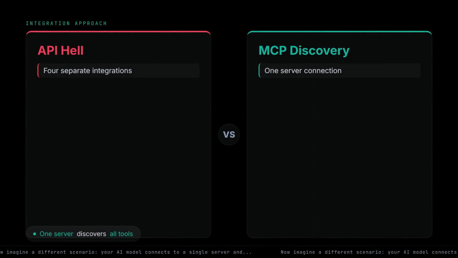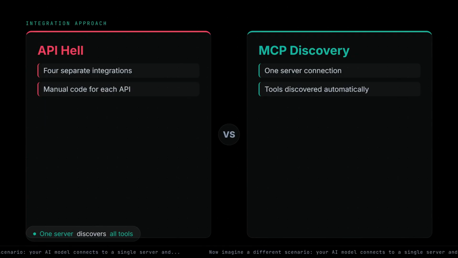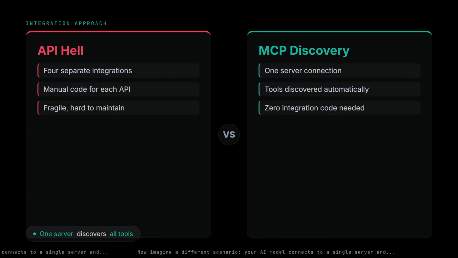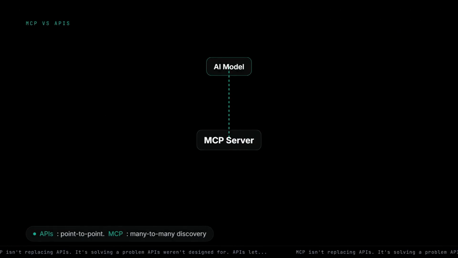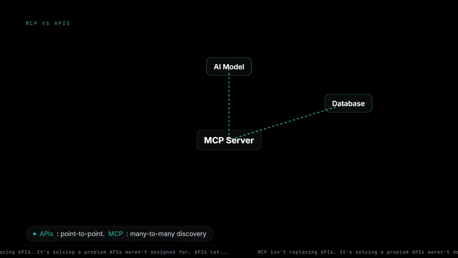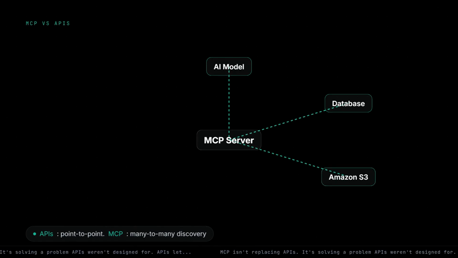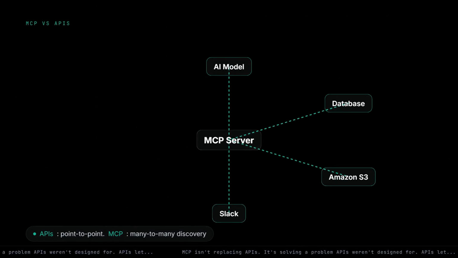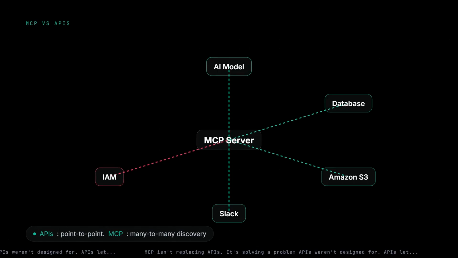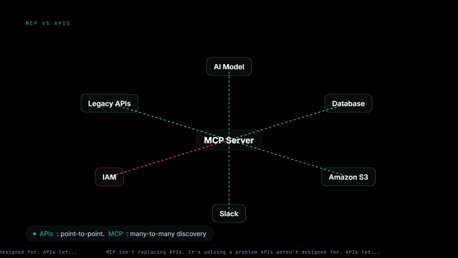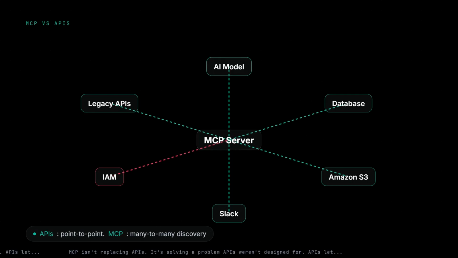Now imagine a different scenario. Your AI model connects to a single server and instantly discovers what tools are available, what they do, and how to call them, without you writing a line of integration code. MCP isn't replacing APIs. It's solving a problem APIs weren't designed for. APIs let individual services talk to each other. MCP lets AI models reliably discover, call, and act on data across multiple systems without custom integration.